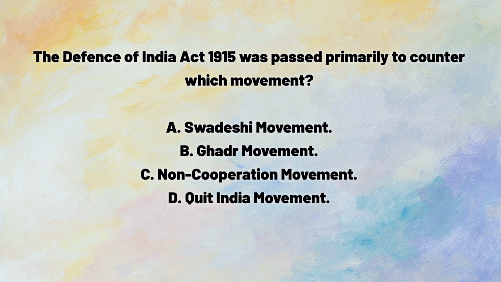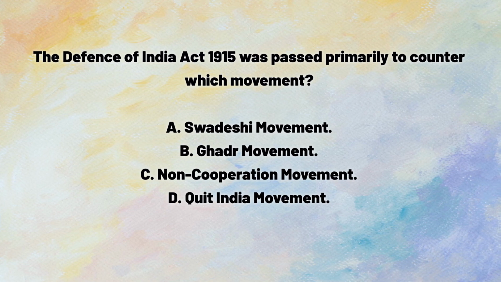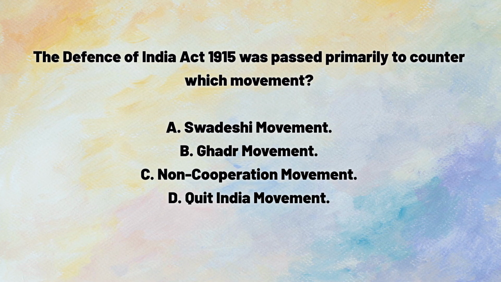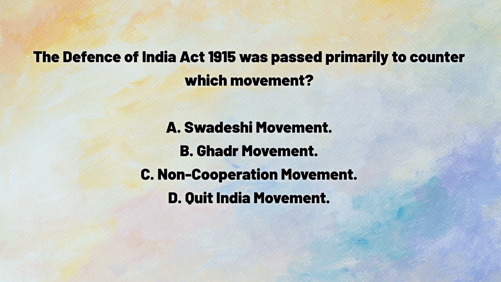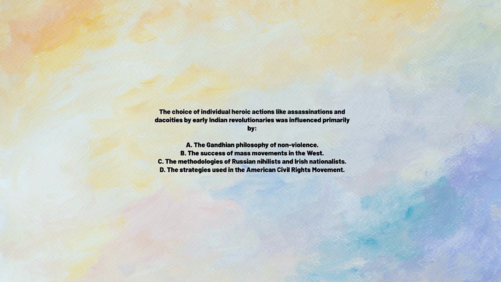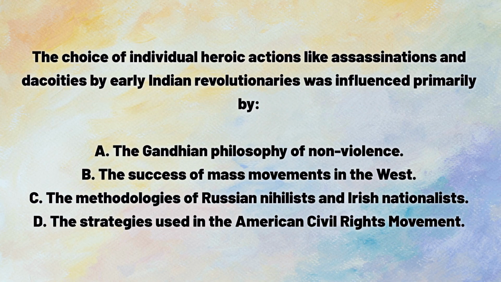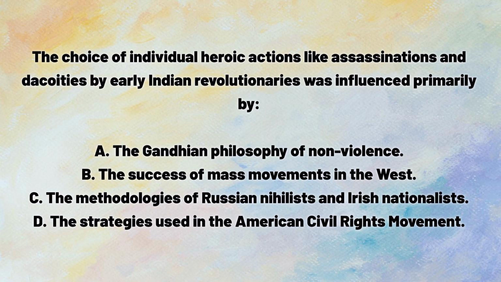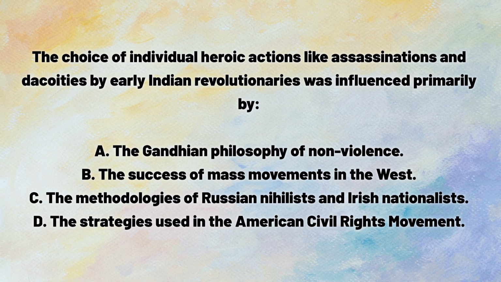The Defence of India Act 1915 was passed primarily to counter which movement? A. Swadeshi movement, B. Ghadar movement, C. Non-cooperation movement, D. Quit India movement. Answer: B. Ghadar movement.